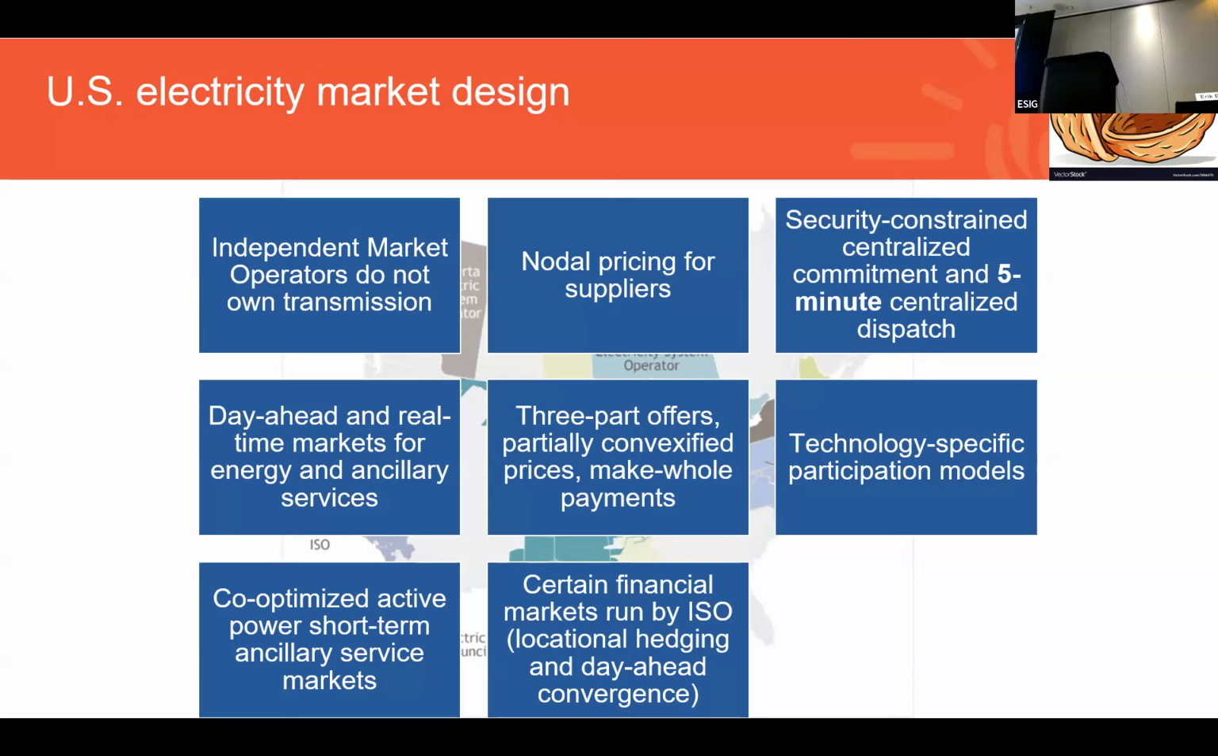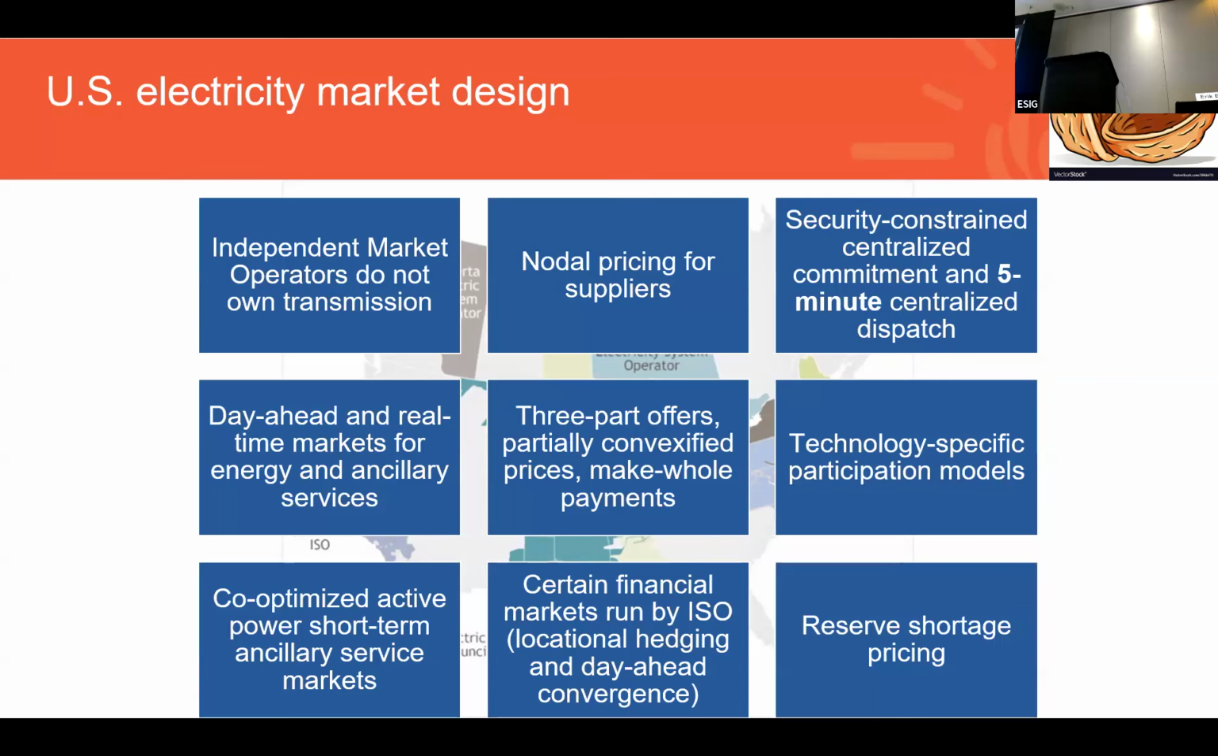Inks and DEX are another name, so a way for there to be a financial mechanism to provide that convergence. All the ISOs have this as well. And reserve shortage pricing, a really important part of the market design, providing both short-term and long-term incentives. All the ISOs have some administratively set value. If the ISO is short on a reserve product, the price will rise, typically above the marginal cost of any supply resource that exists, and that will also impact the energy price.